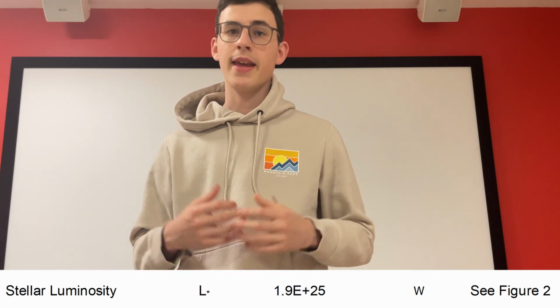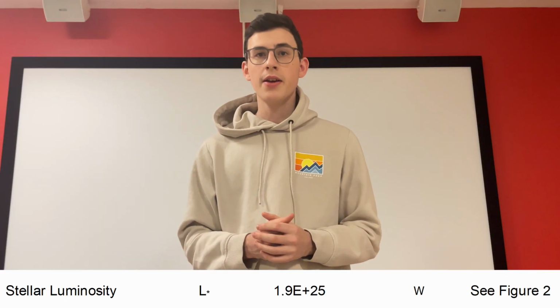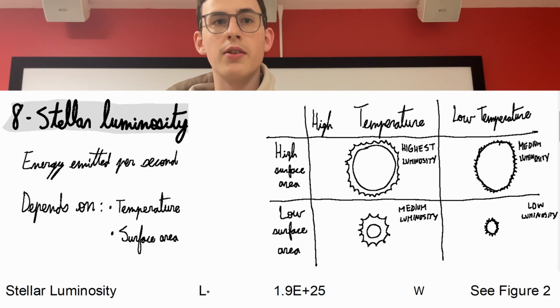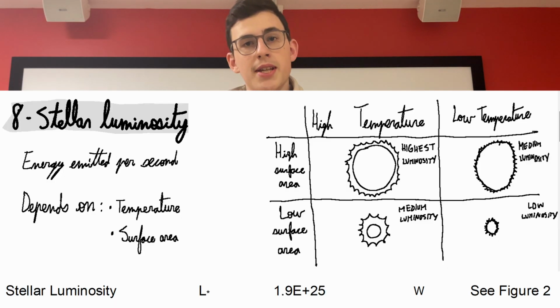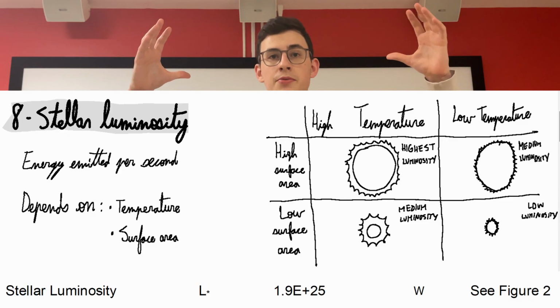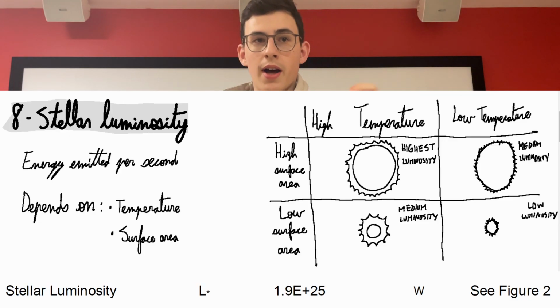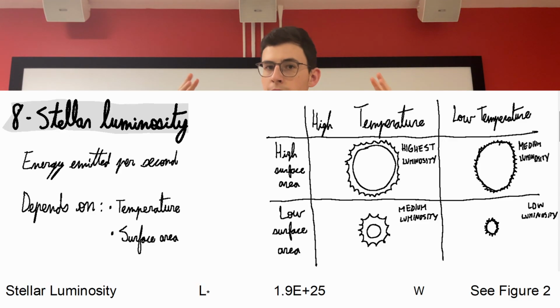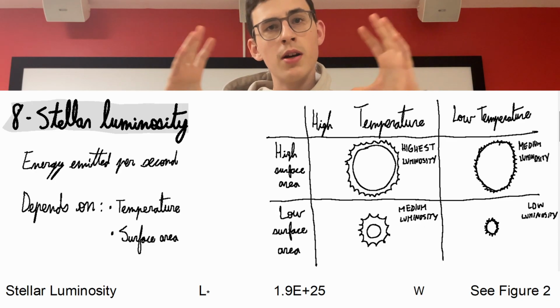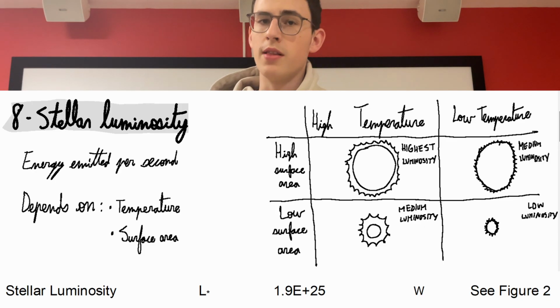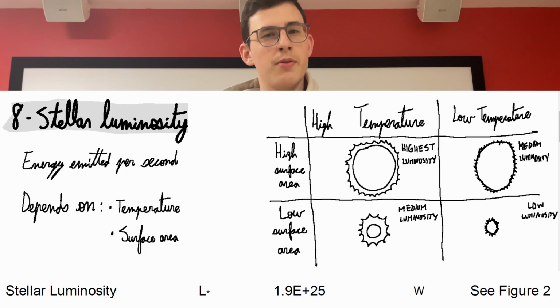Stellar luminosity is the energy emitted per second, meaning it depends on the star's temperature according to its surface area. A very high surface area star with a high temperature will be very luminous, while a very low surface area star with low temperature will not be very luminous.